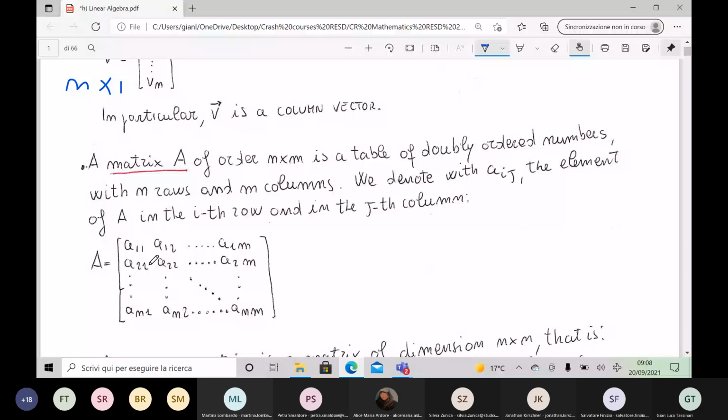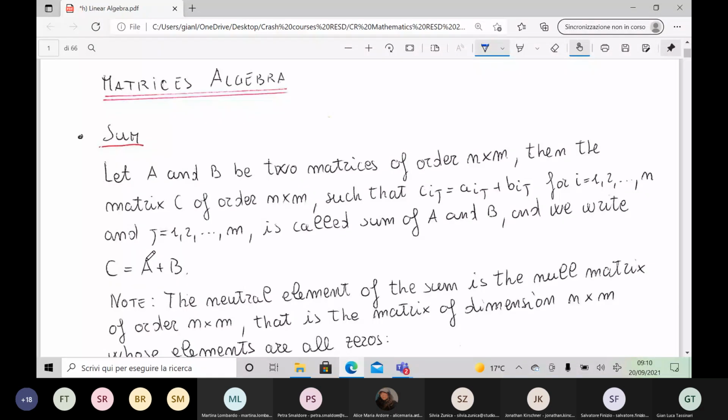So suppose you have a matrix A and a matrix B. These two matrices have the same order, n times m. So this is an n times m matrix, and this is an n times m matrix. So I'm saying that these matrices have the same order, or in other terms, they have the same dimension.